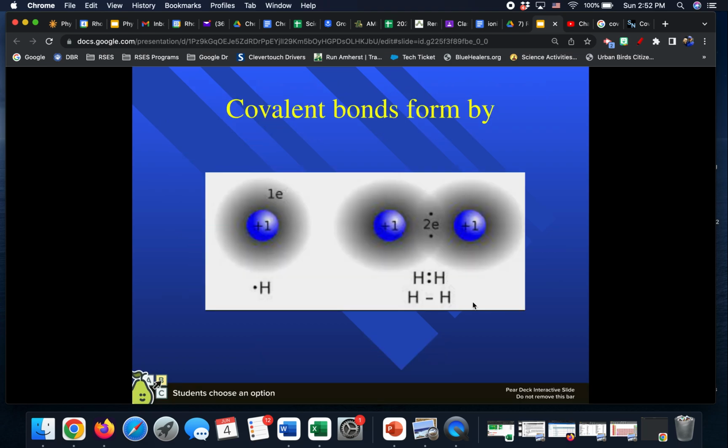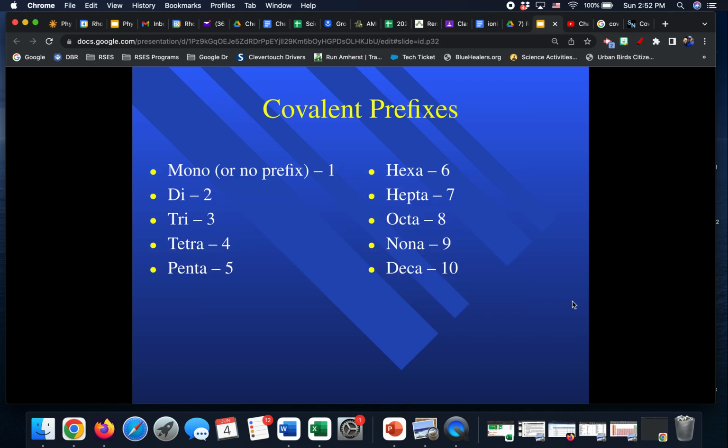So this would be paired deck if you were using that, which you're not if you're doing these on your own, but always try to think of what we're asking. Covalent bonds here formed by, key is sharing electrons. What do they form between? Hopefully you said nonmetals. And here's that prefix list.